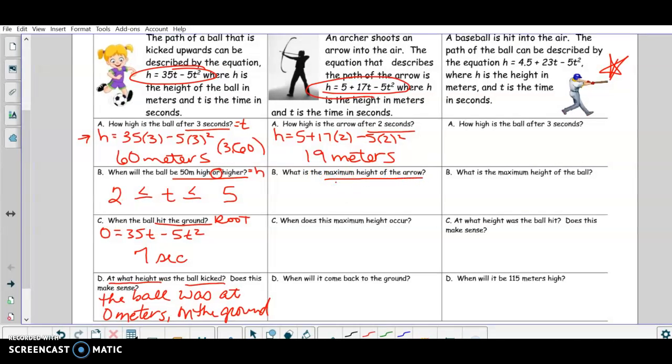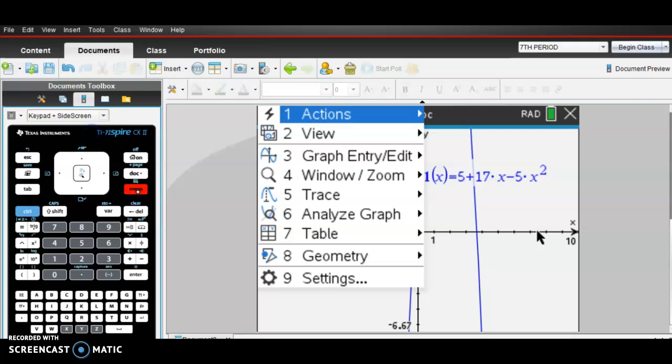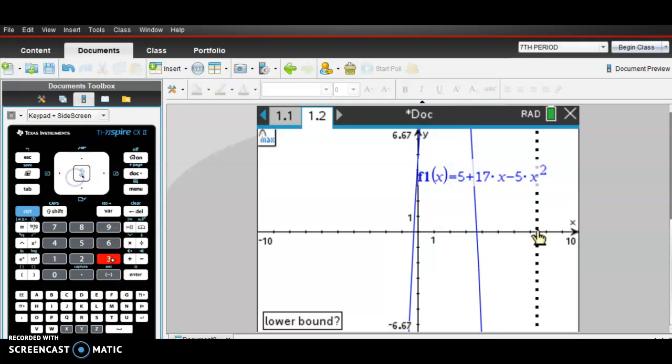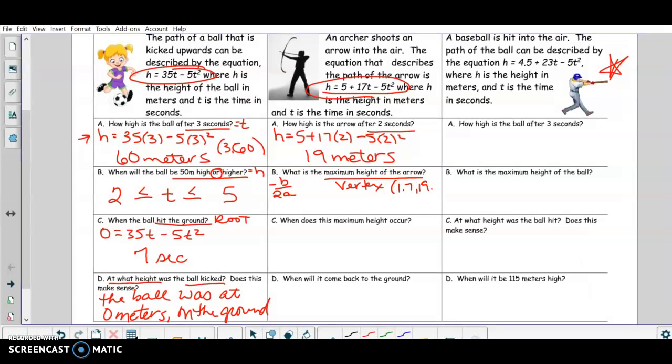What is the max height of the arrow? So this is our vertex. So if we wanted to do this, the calculator would be the easiest way. You could do negative b over 2a if you wanted to find that x and then plug it in to find y, which we did a while back. We can also do Control T, menu, 6, we're looking for the max, which is 3, and just put your dotted lines on either side. So 1.7 and 19.5 is our coordinate. And so make sure it says what is the height. Well, again, height is our y value, so 19.5 meters. When does it occur? So again, that's going to be here. So at 1.7 seconds.